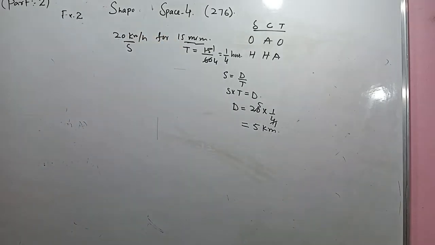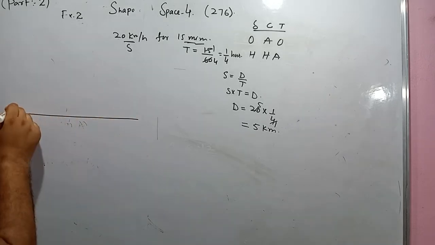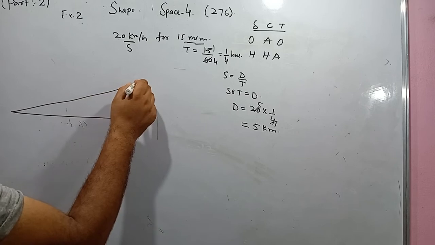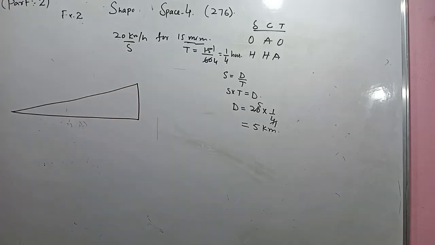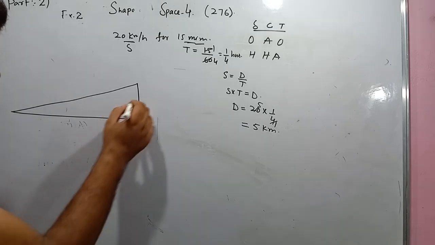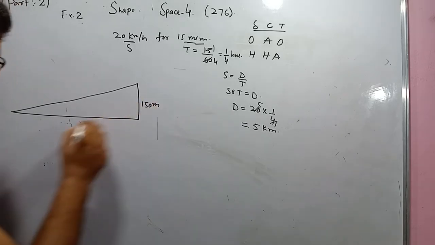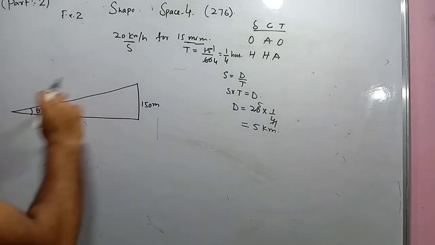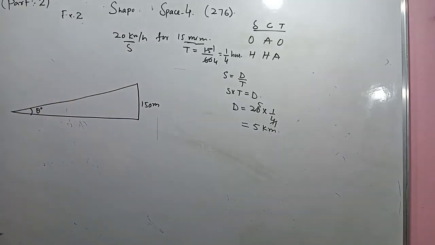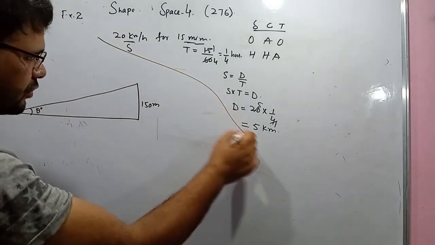Now you can see from the question, a train travels at 20 km per hour for 15 minutes along a straight track inclined at theta degree to the horizontal. So this is the horizontal. Now the train is traveling like this. Here you can see it is attaining a height of how much? It's 150 meters. This is the theta. Now you can see the speed of the train is 20 km per hour.